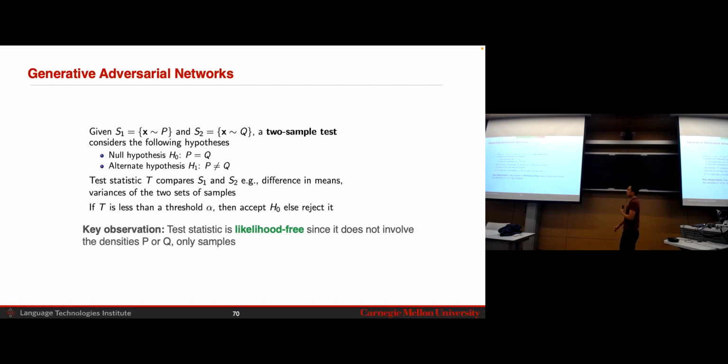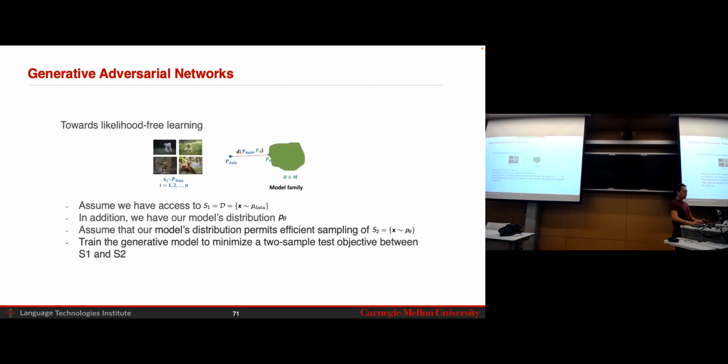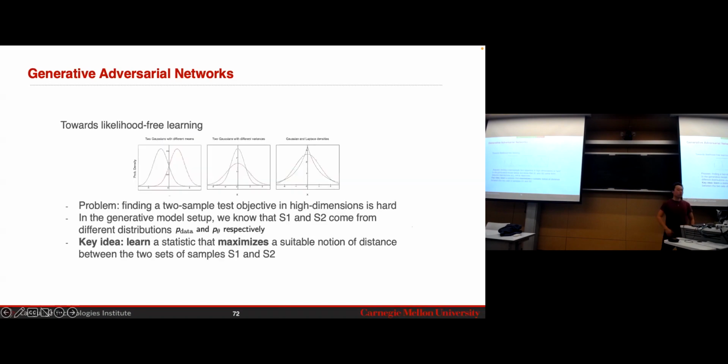The key idea is that this test statistic, which basically computes a difference between the samples, is likelihood-free, because you're not going to compute the estimates of P of X. All you're going to do is to operate on differences in sample space. But this two sample test is very difficult. We don't actually know how to have these two sample tests in high dimensions. So instead of defining a fixed two sample test, we can also train a model to mimic this two sample test: a model that basically distinguishes between samples that are from the same distribution and samples that are from different distributions.